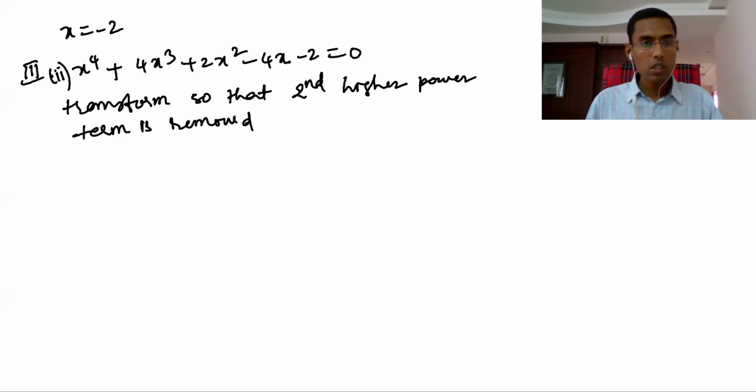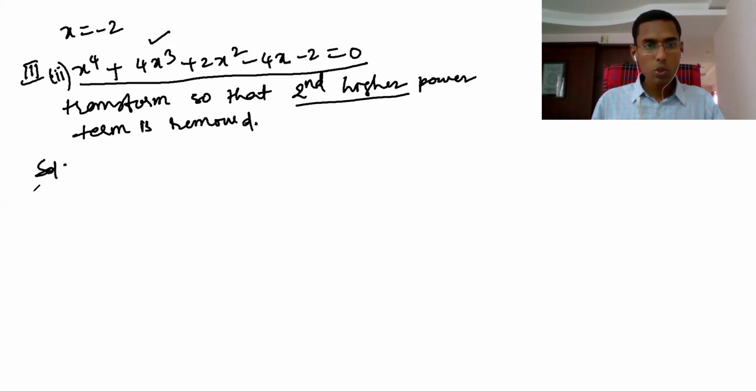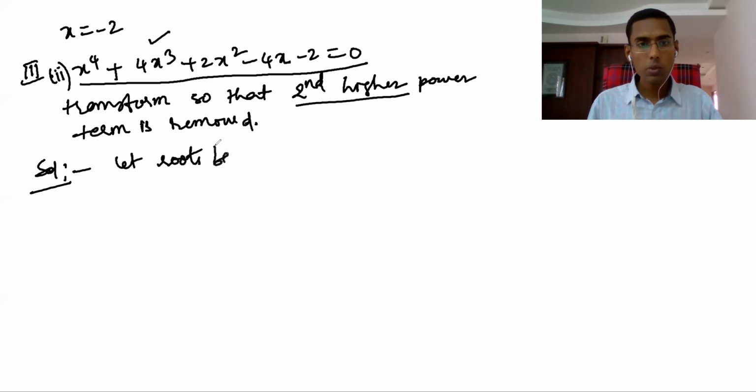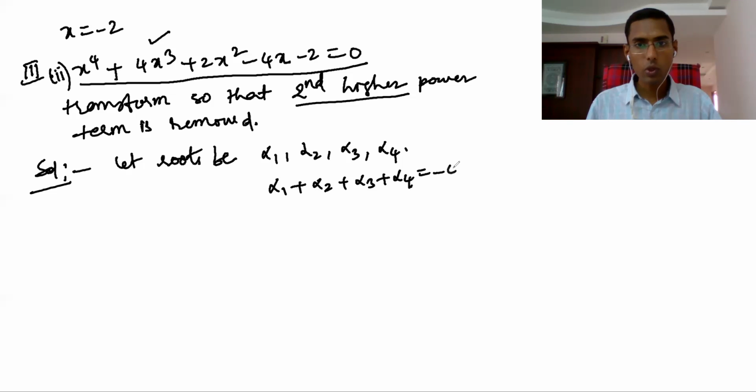Here this question is: transform this equation so that the second highest power, that means the x cube term, is removed. Yesterday I taught the solution. Now I am also telling you a very simple method. Let the roots of this equation be alpha 1, alpha 2, alpha 3, alpha 4. Then you know the sum of the roots, alpha 1 plus alpha 2 plus alpha 3 plus alpha 4, equals minus 4.